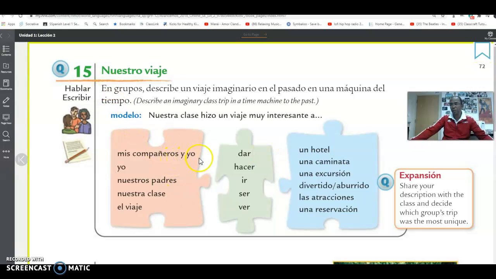Mis compañeros y yo, dar una caminata o hacer una caminata, hacer una excursión, divertido, ir, ser, ver. How about mis compañeros y yo fuimos a una. Fuimos, I'm going to pick up the verb ir. Mis compañeros y yo fuimos a un hotel. How about that? Fuimos a un hotel. So you just have to complete the sentence with the correct form of the verb. Okay? You click here in the question and you submit your answers that way.